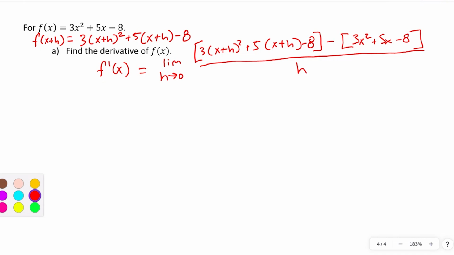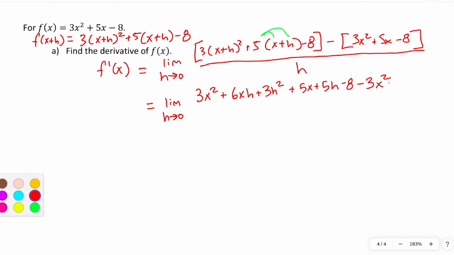And now we want to simplify that numerator. So squaring out the x plus h is going to give me x squared plus 2xh plus h squared. But then I need to go ahead and multiply that by 3. So I get 3x squared plus 3 times 2 is 6xh plus 3h squared. Then I can distribute this 5 as well, so that's going to be plus 5x plus 5h. And then I have a minus 8. And then I'm going to distribute that negative, so minus 3x squared minus 5x plus 8 all over h.